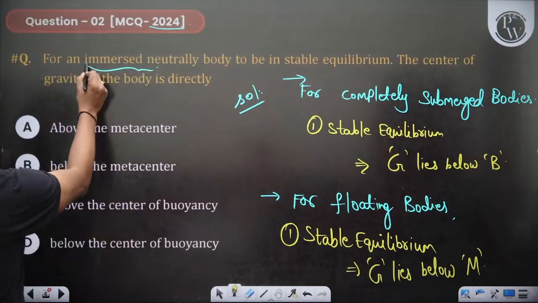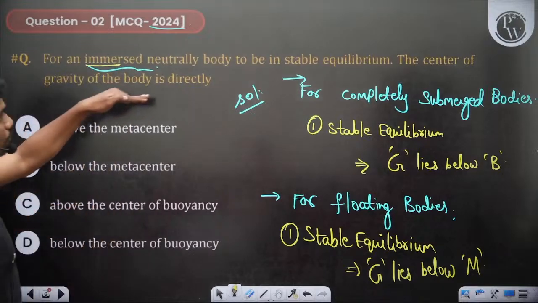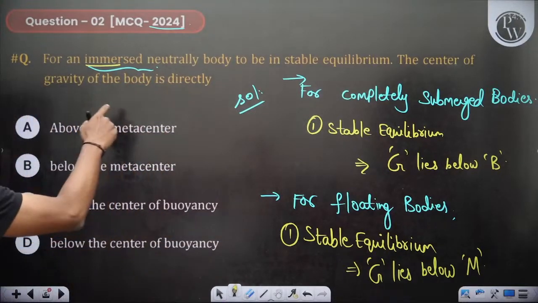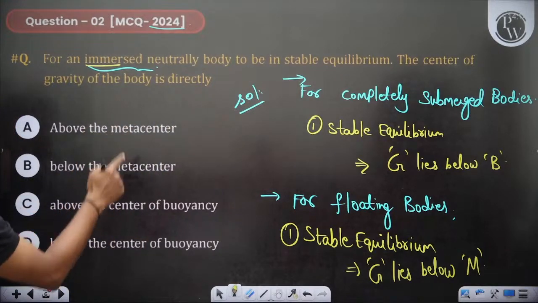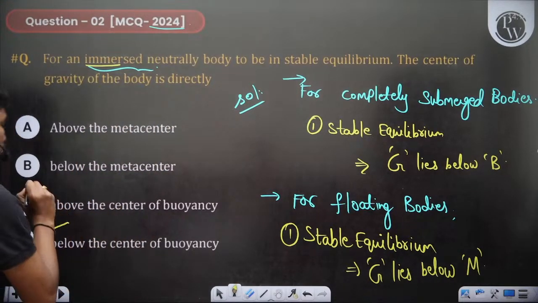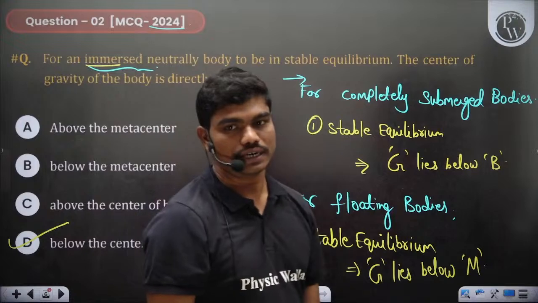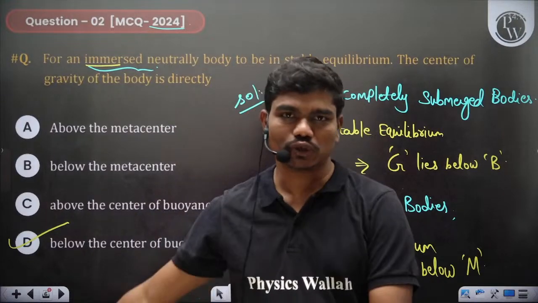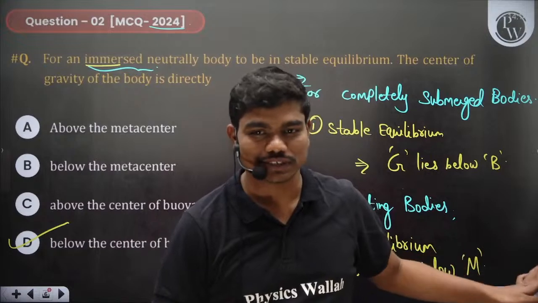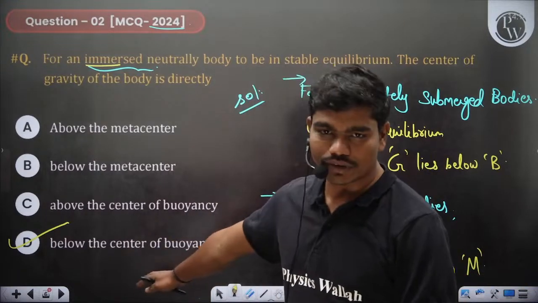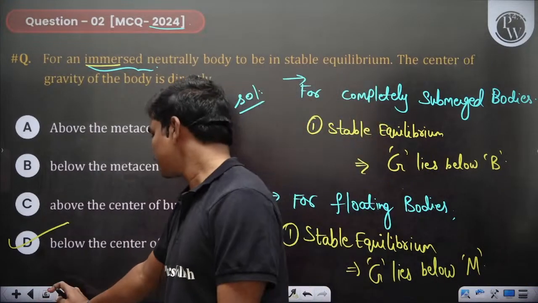So in this case it's immersed, so clearly to be in stable equilibrium, the center of gravity of the body, the equilibrium is stable, so G should lie below the center of buoyancy. Okay, so G lies below the center of buoyancy. Clear? First 2 questions na, so thoda sa theoretical questions. Okay, we'll go to maths, like mathematical questions. Okay, so is this okay to all of you? Yes? Chalo. Well, let's go to next question.